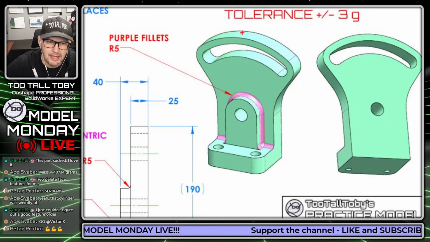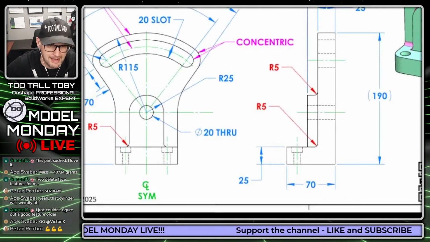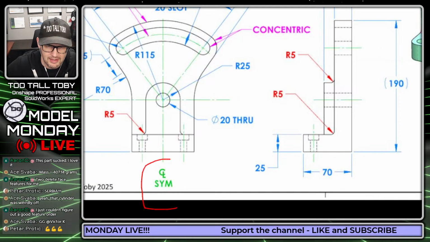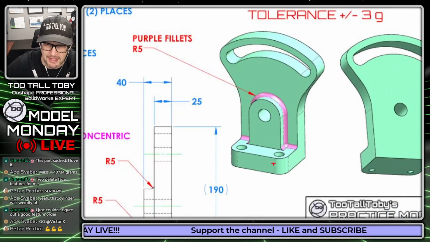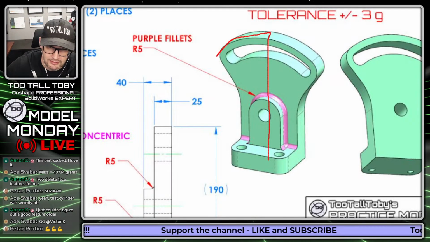So for me, the first thing I'm going to notice is that this model is symmetric. There's a note down here that says center line symmetric. And so what that tells me is that I could just create half of the model to begin with. So my first sketch maybe will look like this. It'll come up, it'll come over here like so, it'll come down, and then it'll close off like this.